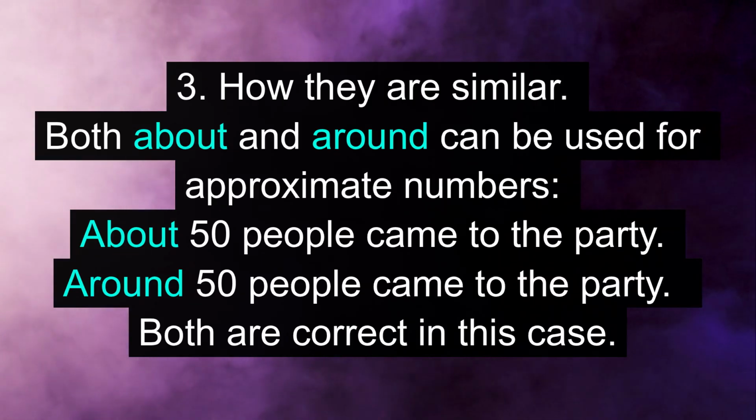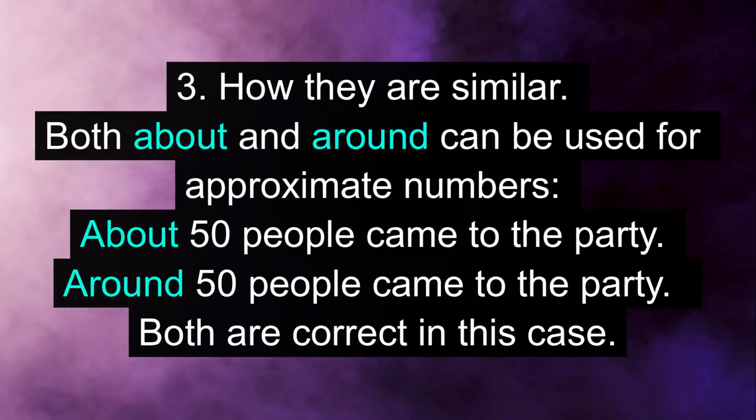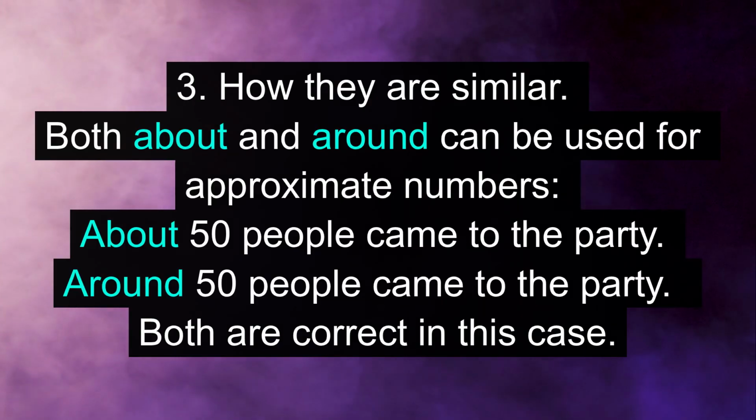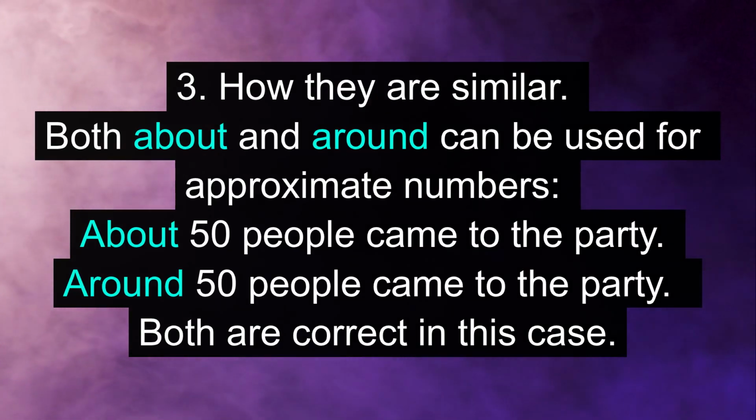3. How they are similar. Both about and around can be used for approximate numbers. About 50 people came to the party. Around 50 people came to the party. Both are correct in this case.